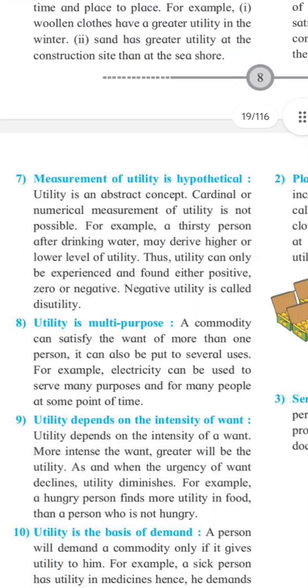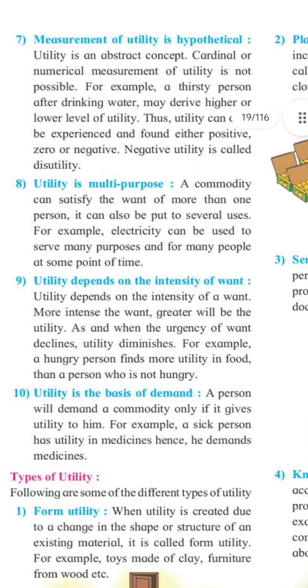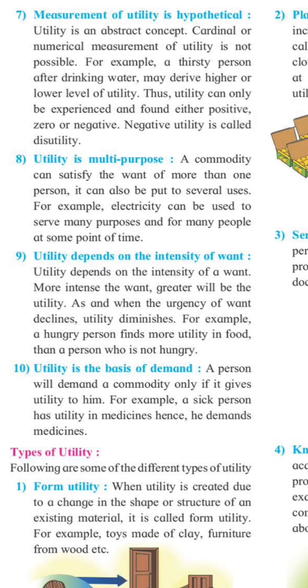Seventh, we have measurement of utility is hypothetical. So utility is psychological and cannot be measured directly. So utility may be positive, zero, or negative. Negative means disutility. Next, we have utility is multi-purpose.